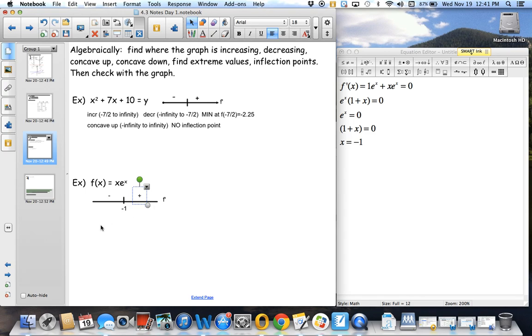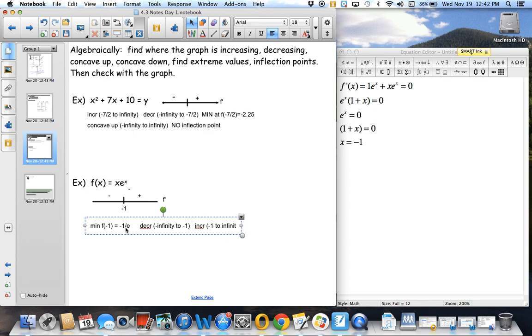So that tells us that if we went from decreasing to increasing, we have a minimum again, and our minimum is f of negative 1. What happens when you plug in negative 1? You have negative 1 e to the negative 1. So that would equal negative 1 divided by e. There's our minimum. We're decreasing from negative infinity to negative 1, and we're increasing from negative 1 to infinity.